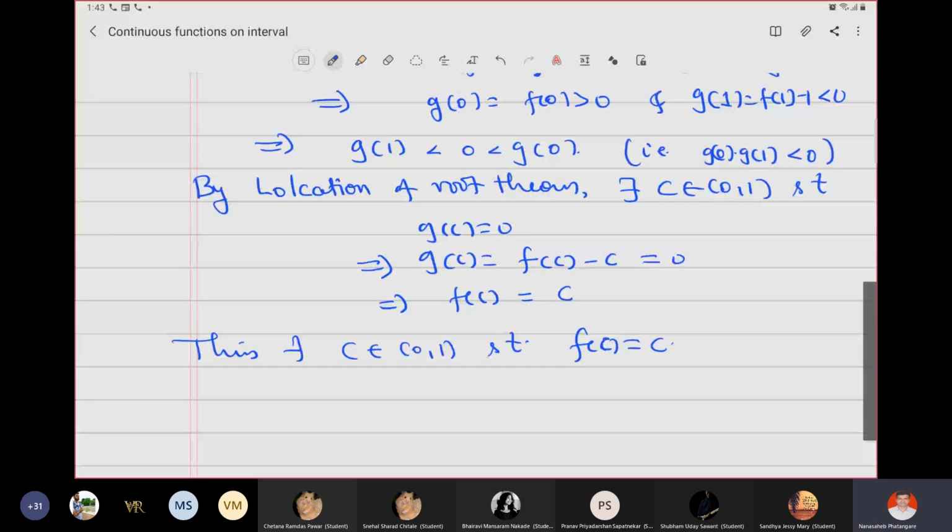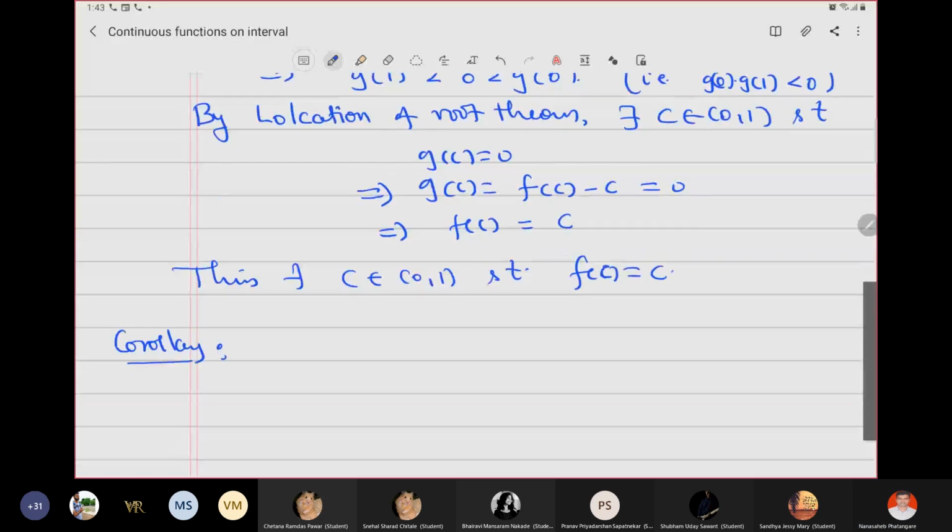Now, more generally, suppose we have a function from [a, b] to [a, b] that is a continuous function.